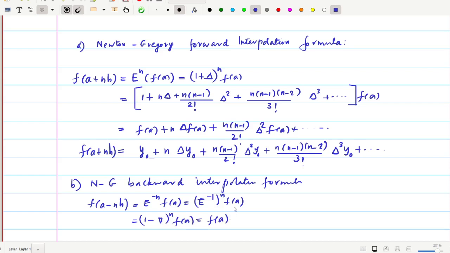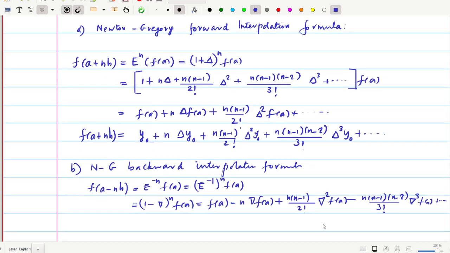By expanding, as in the previous pattern, you write f of a minus n times del f of a, plus n into n minus 1 by factorial 2 times del square f of a. Here the only difference is the sign of the series: first we have minus, as in 1 minus del raised to n, then minus n into n minus 1 into n minus 2 divided by factorial 3 times del cube f of a, and so on.